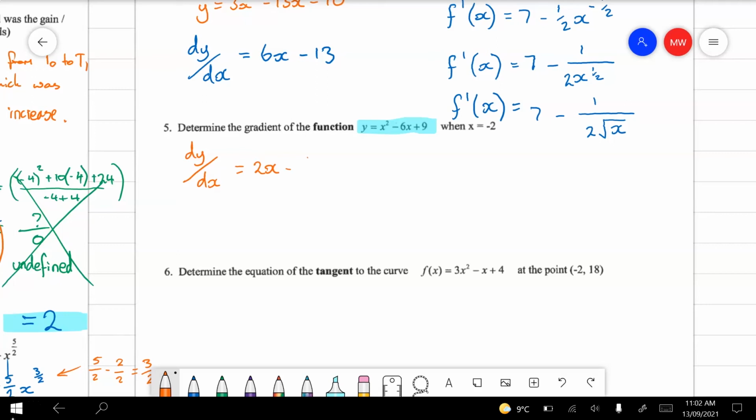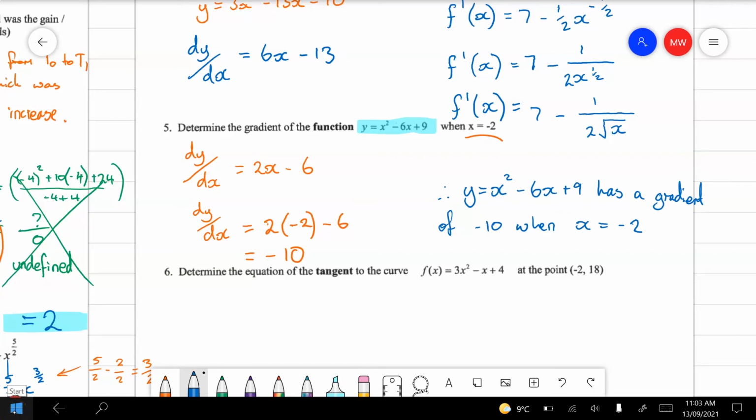and that will be 2x minus 6. And then it's asking for that when x is minus 2. So now we just need to sub minus 2 in. So dy/dx will be 2 times minus 2 minus 6, which equals minus 10. And so we could write this as a worded answer, something along the lines of: y equals x squared minus 6x plus 9 has a gradient of minus 10 when x is minus 2.